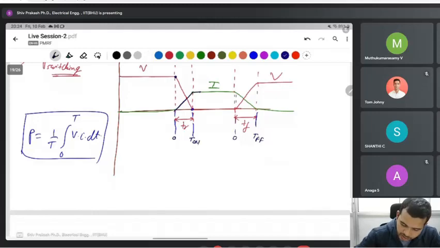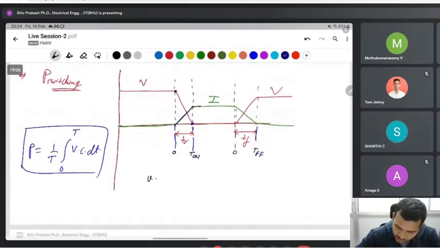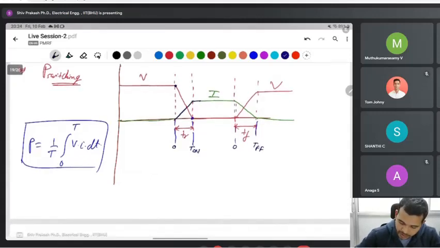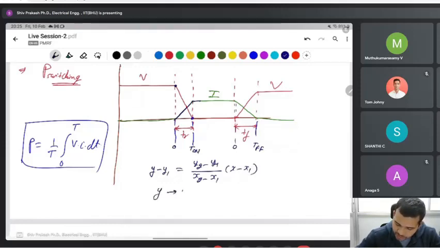First find the voltage between them. Then you know about the line equation: y minus y1 is equal to (y2 minus y1) divided by (x2 minus x1) times (x minus x1). Same thing here: you can relate y is equal to v and x is equal to t for the voltage. For current, y is i and x is t.